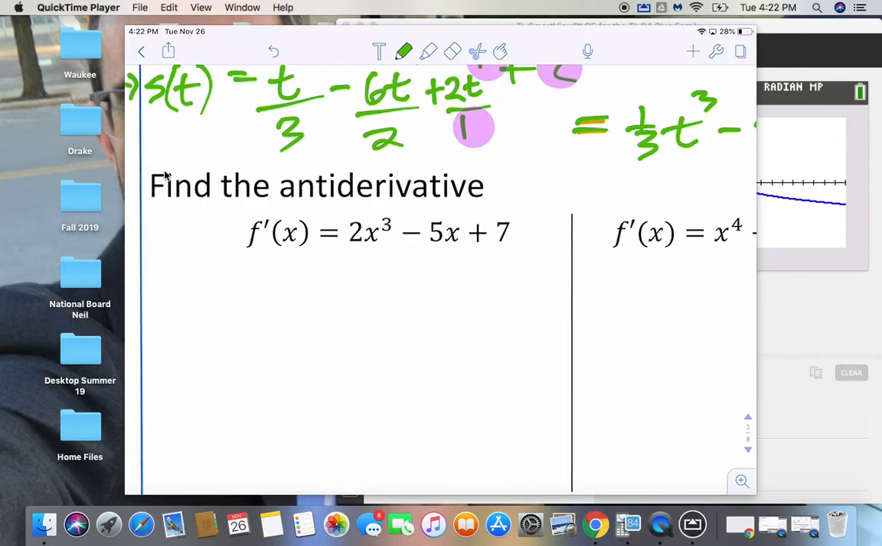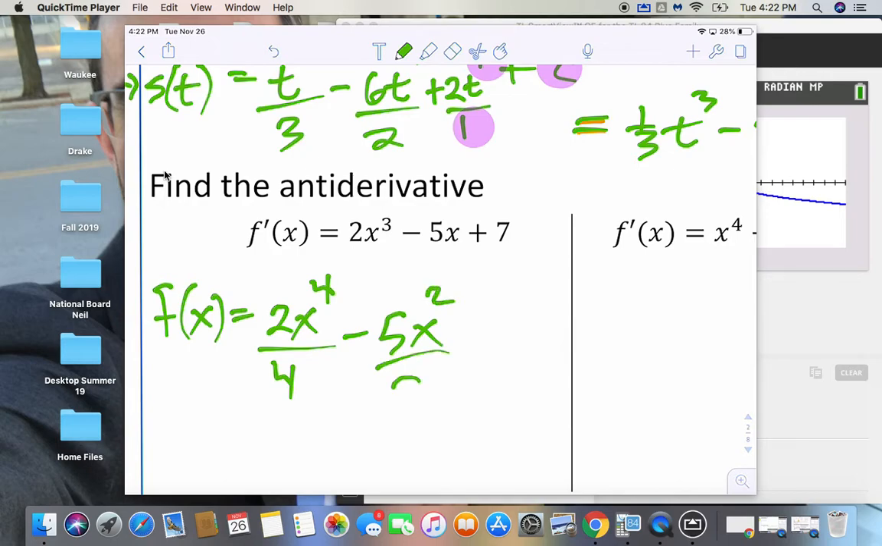The first couple, let's just put it in practice. If you have f prime and I say find the antiderivative, that means you're getting f. You're undoing the derivative. Your 2x to the third becomes 2x to the fourth, and you divide by that fourth. Your minus 5x to the first becomes 5x to the second, and you divide by that second. Your 7, and now it's not written, but remember it's x to the 0, becomes 7x to the first. You divide it by first, and you add c.